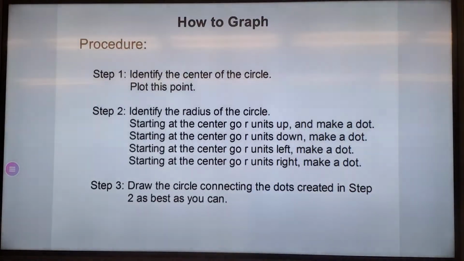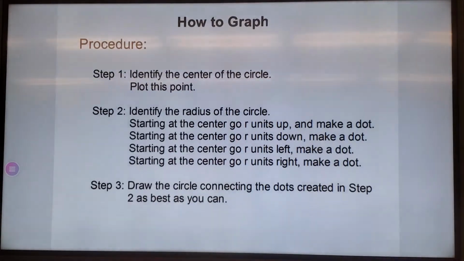Okay. How to plot it. Again, this should be really easy, actually. Step one, once you identify that center, you're going to plot that point. The only thing that I can suggest here is to pay attention to what you're doing. Make sure that you're going left or right first, and then up or down. Remember, it's x comma y, not y comma x.